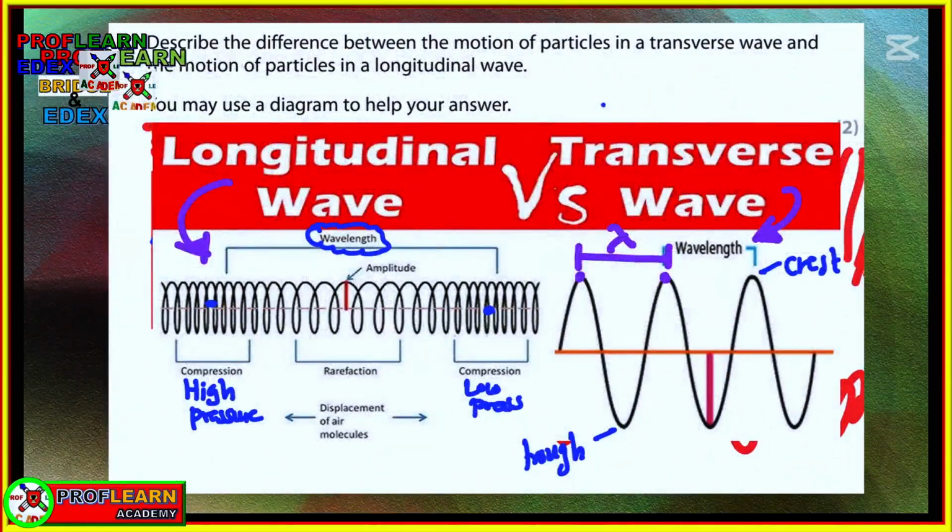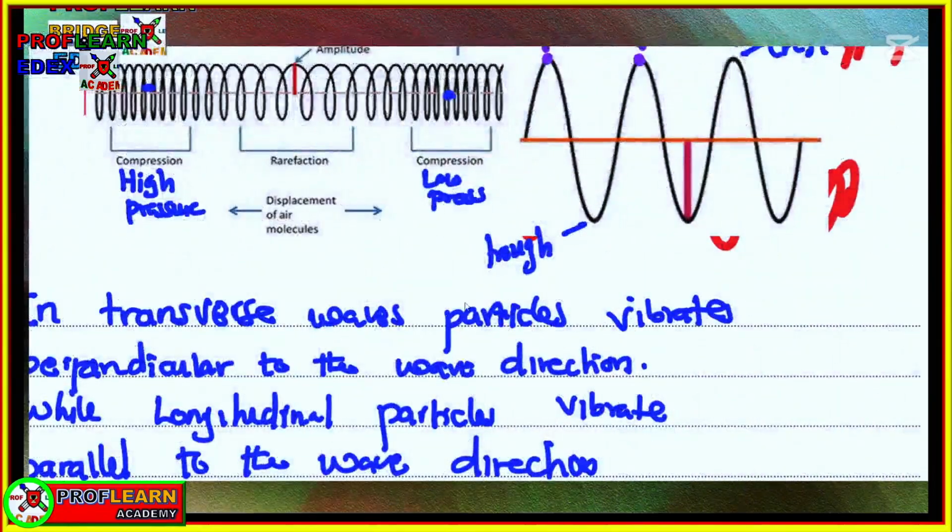So in this case, we need to realize that in longitudinal waves, particles vibrate parallel to the direction of the wave, but in transverse waves, particles vibrate up and down, perpendicular to the direction of the wave. So you are supposed to say that in transverse waves, particles vibrate perpendicular to the direction of the wave, while in longitudinal waves, particles vibrate parallel to the wave direction.